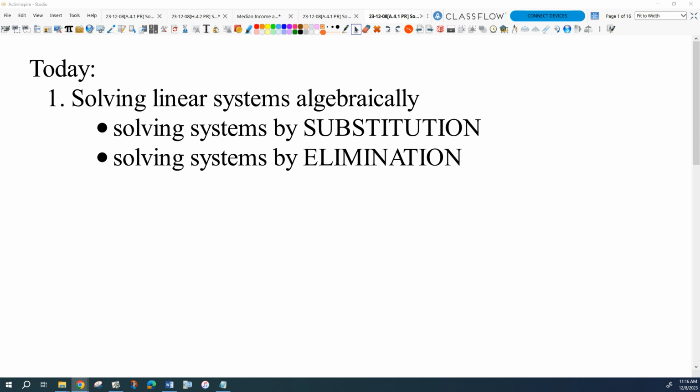Solving linear systems. We're going to start off learning how to solve linear systems algebraically. There are two techniques for that, substitution and elimination. Those words might be familiar to you. Today we're going to talk about substitution and then how we would apply that.